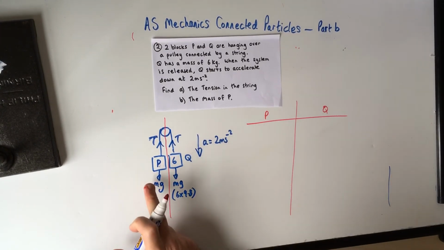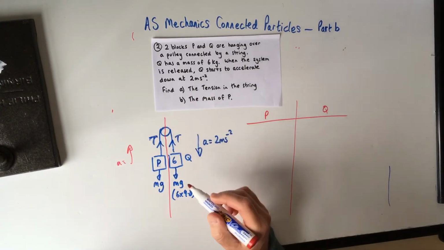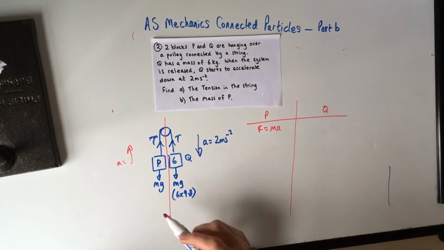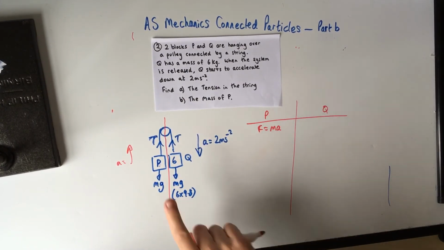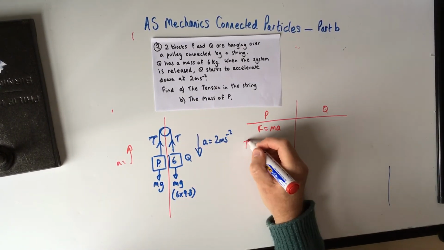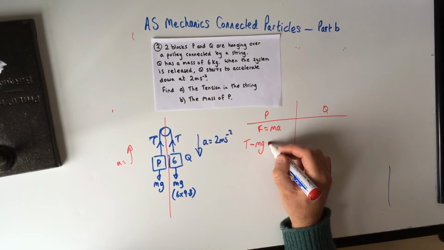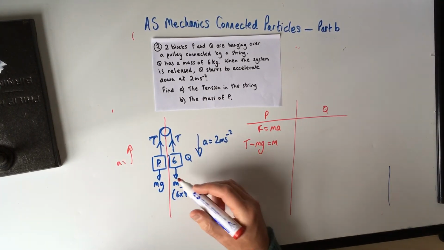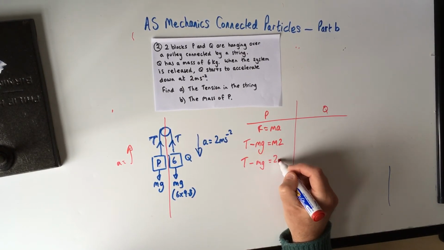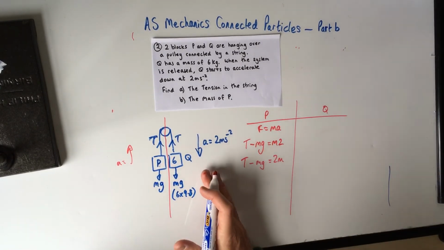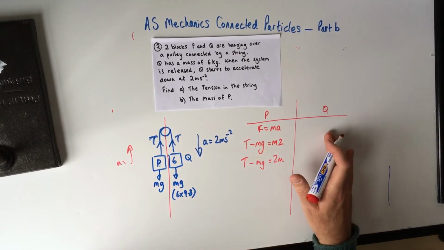And let's have a look at the P side. Now, we're told that this is going down, so we know that this one is accelerating up. So applying F equals ma, the force acting up here, the driving force of this one, is the tension, isn't it? And it's going to be minus mg, is equal to the mass, which we don't know, times the acceleration, which we know is 2. So T minus mg is equal to 2m. All right, we've got that. This side, we're going to be able to find out that tension when we do the Q side.